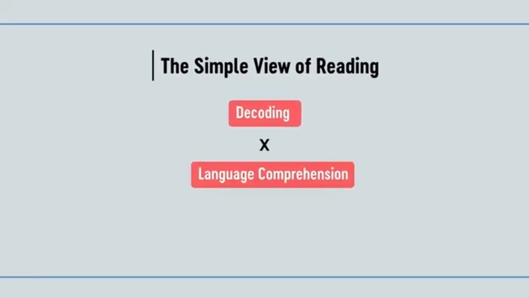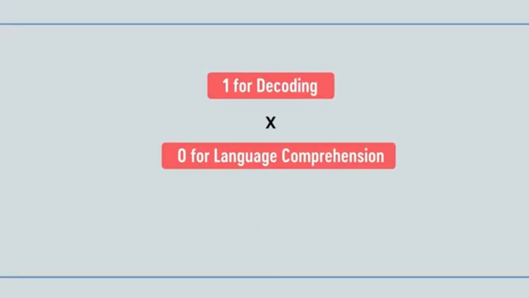Now, it's helpful here to also mention the simple view of reading, which is a mathematical formula. It's decoding multiplied by language comprehension equals reading comprehension. It's important that it's a multiplication problem, not addition. Here's why. If you have no decoding skills, you cannot break down the words, but you understand all of those words, maybe if they're told to you, you're not reading. That's not reading comprehension. It's 0 multiplied by 1 equals 0. Similarly, if you can decode all of the words, you can read them, but you don't know what any of them means. You have 1 for decoding multiplied by 0 for language comprehension equals 0.